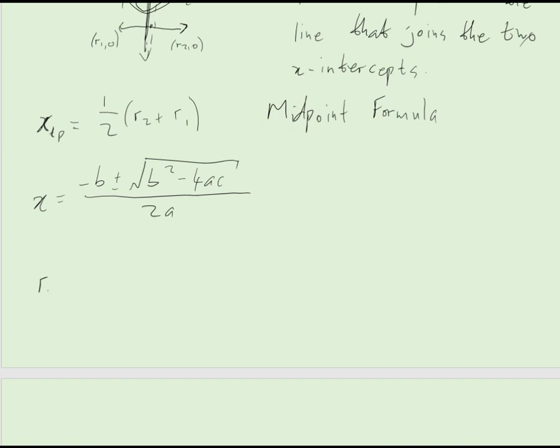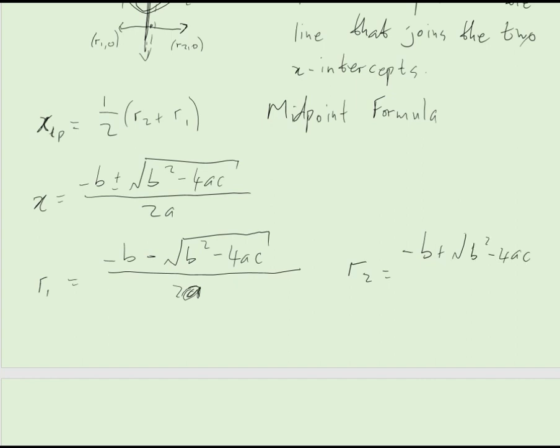So let root 1 be negative b minus the square root of b squared minus 4ac. I'm doing this very generally, so we're using a, b, and c as just dummy variables here. And let R2 be negative b plus the square root of b squared minus 4ac, all over 2a. So if we want the midpoint of this, let's see what happens.